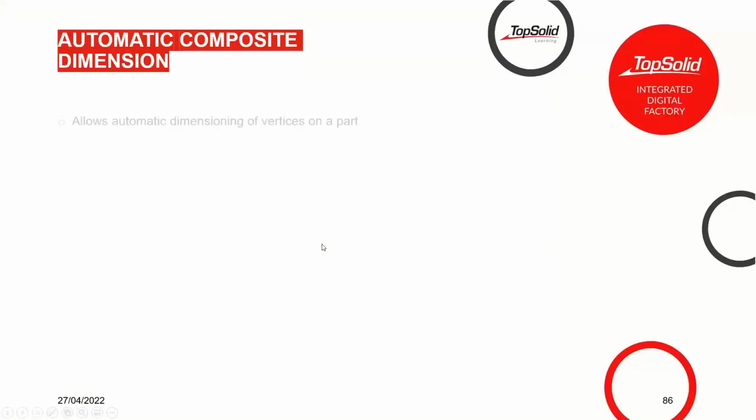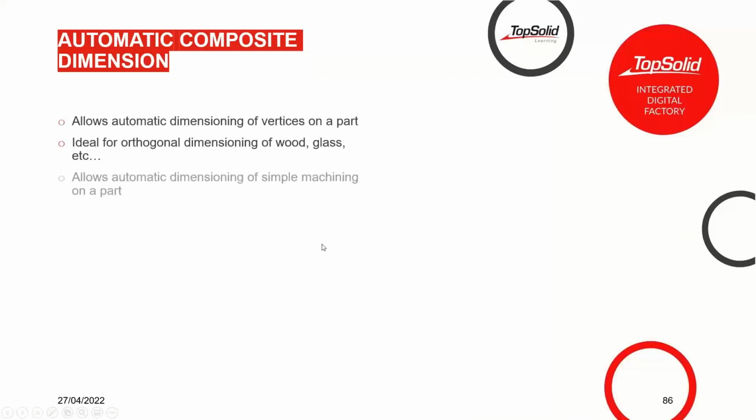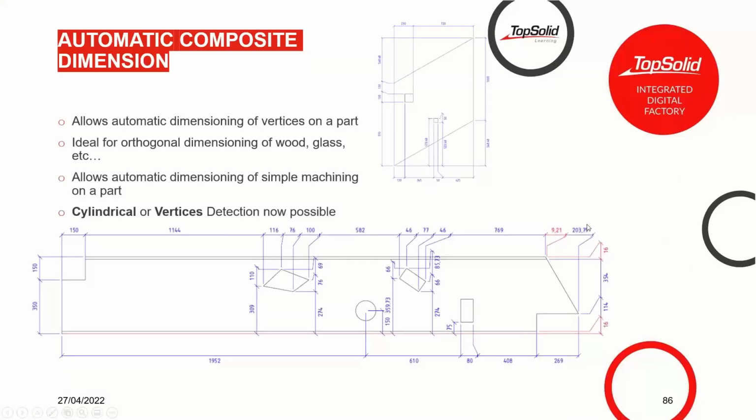Next, a continuation of automatic dimensioning. Automatic composite dimensions have been improved to take into consideration cylindrical or vertice detection. And then you can get dimensions on any, I'm going to say, simpler type of part. Let's have a look.